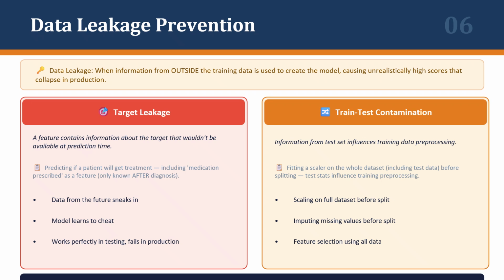Other leakage sources to watch are imputing missing values before splitting, using the test data's mean or median, and feature selection using all data, selecting features that work because of test data patterns, and duplicates across train and test sets. So the best practice we have to use is sklearn pipelines.